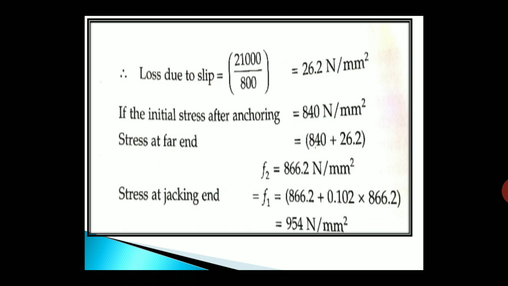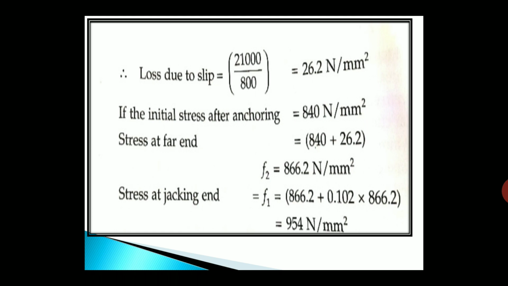Hence, F1 will be equal to loss due to slip plus initial stress, which is 840. The answer is 866.2 plus 0.102 P0. P0 value is nothing but your F2. So stress at the jacking end we get as 954 Newton per mm square. That means you have to apply a stress of how much?